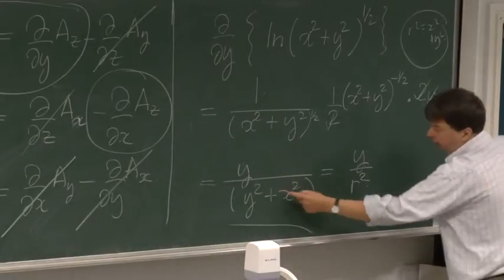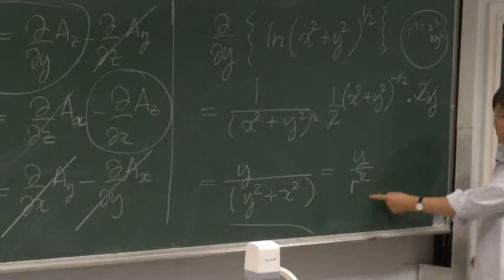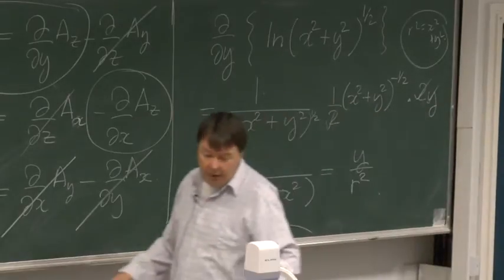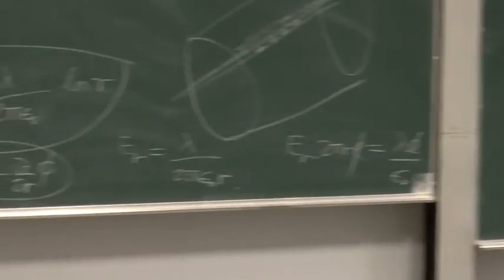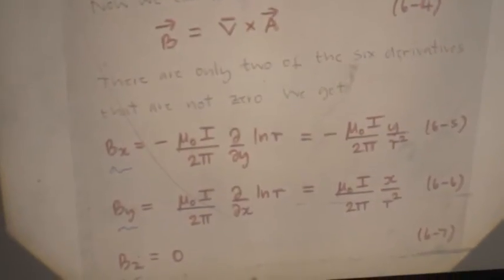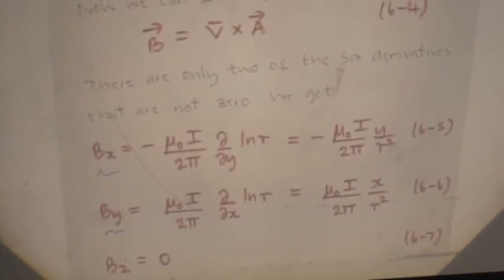Again, re-express my x squared plus y squared as r squared. I've got y over r squared. So again, in the end it's a simple chain rule differentiation, but I wanted you to be convinced that equations 6.5, 6.6 and 6.7, for the z component, necessarily follow. So now we've got our magnetic field.